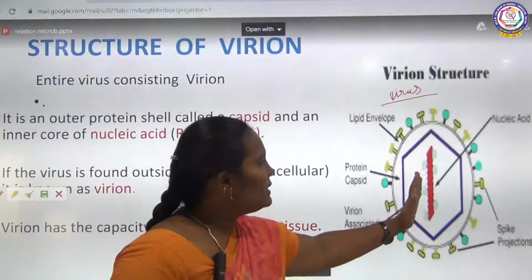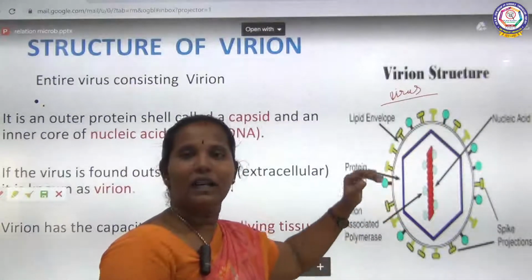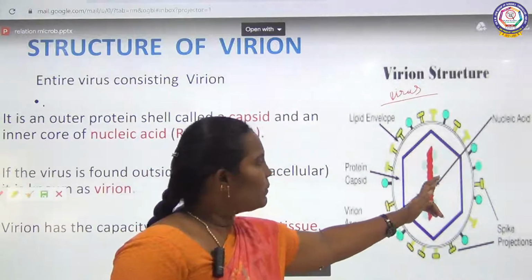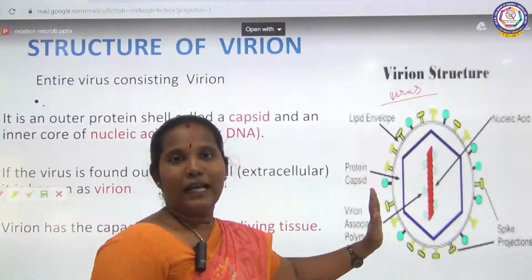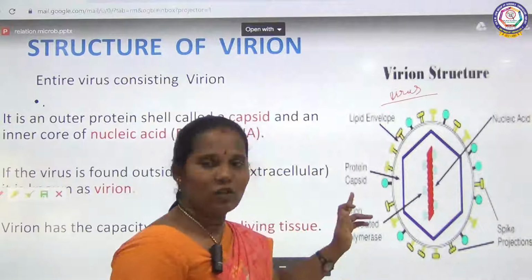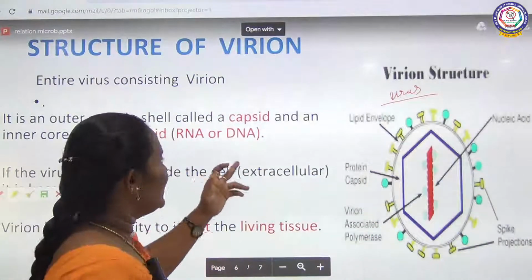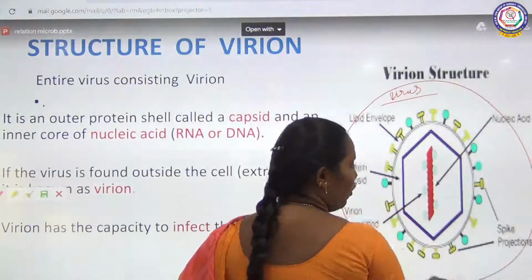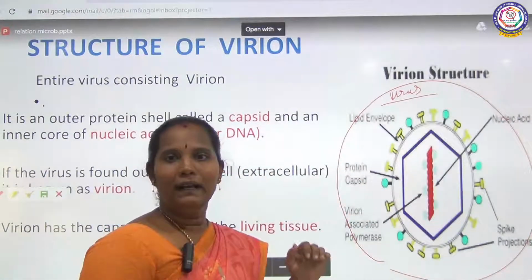A virus has one DNA or RNA core particle, and this core particle is covered with a protein coat. If it has the DNA particle and the protein coat, that is the virus. When it has the extra outer coat, it is called the virion. So the entire structure of the virus is called the virion. Are you clear?